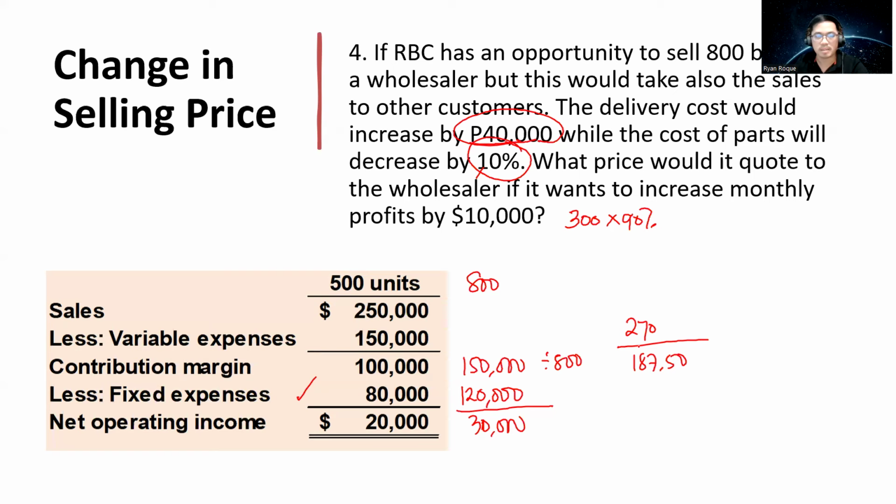So what would be your selling price now? You just have to add back the new variable cost per unit. So therefore, the selling price would be 457.50. So that's your answer. So that would be the selling price for every bike that you will sell to that wholesaler who will get 800 units from the RBC. All right.